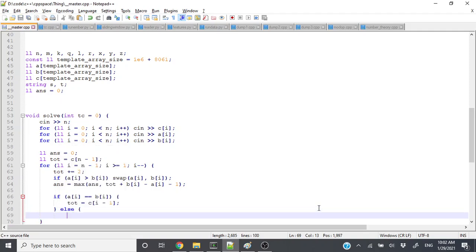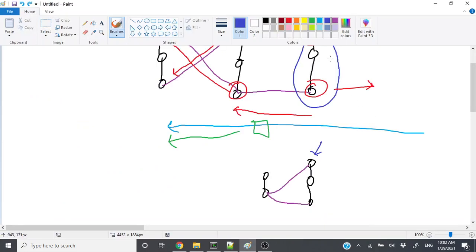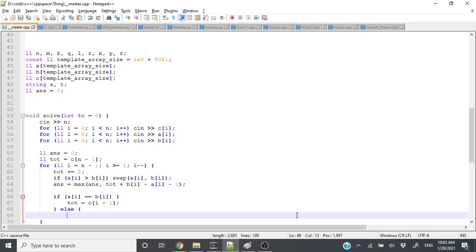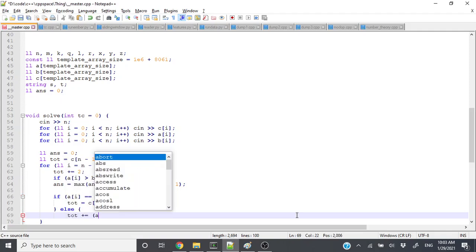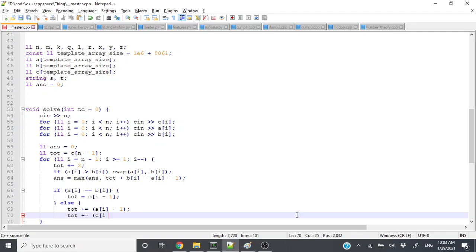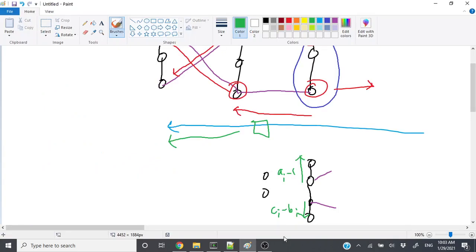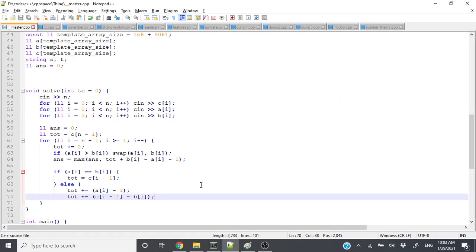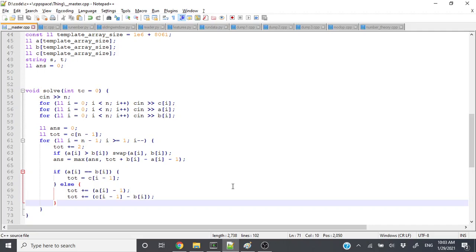Otherwise, say we somehow end up, for example, here, and then we're coming into this. Then we need to move this up, meaning that we get AI minus 1 extra nodes. And we need to move this down, meaning that we get CI minus BI extra nodes. So tau plus equals, oh yeah, CI minus 1 minus BI. And that's it.